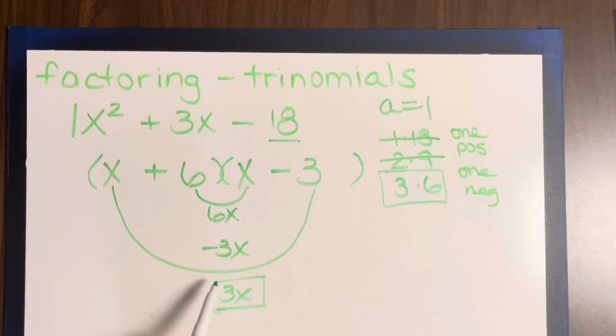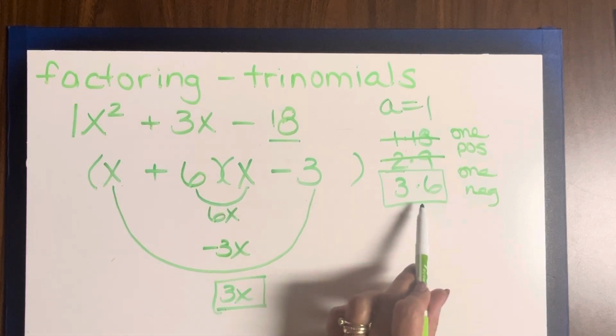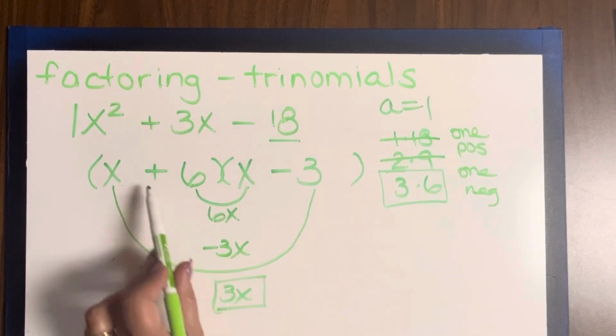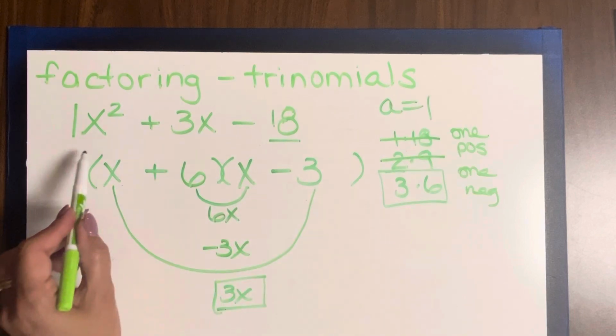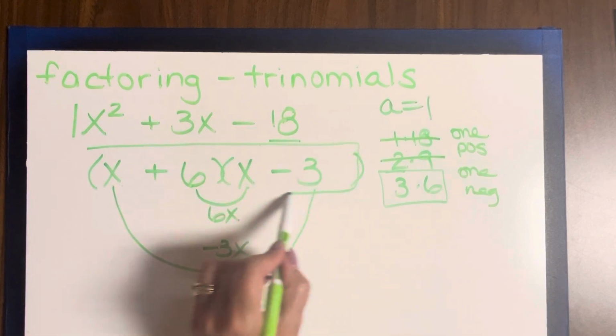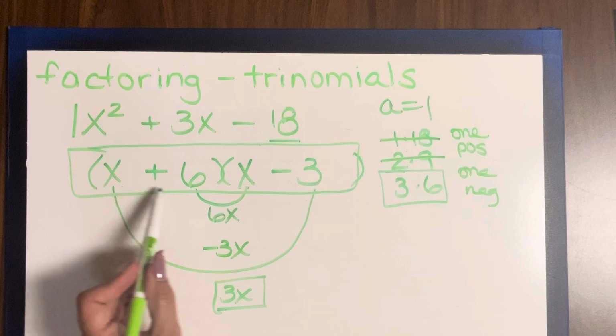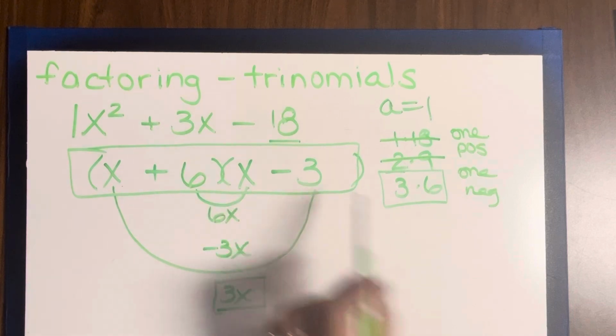So this is how I can just check myself and make sure that I have the factors right, but I also have the signs right. So my final solution for factoring this trinomial is x plus 6 and x minus 3.